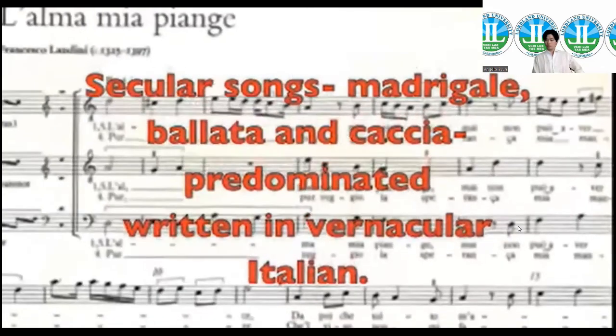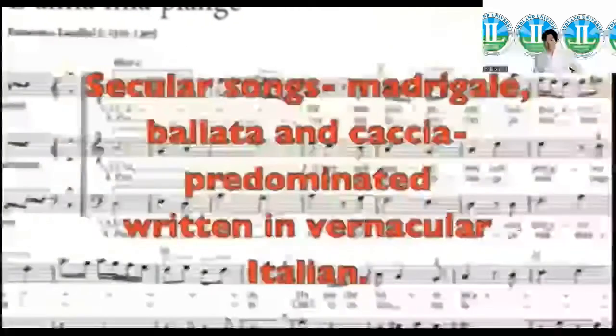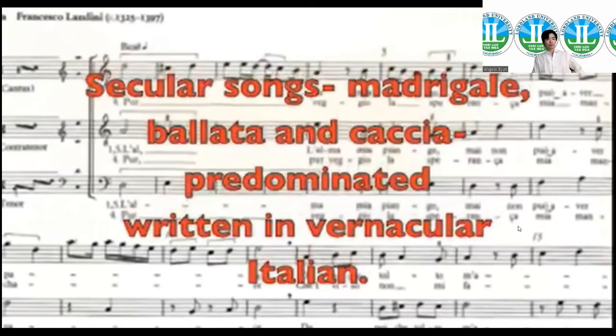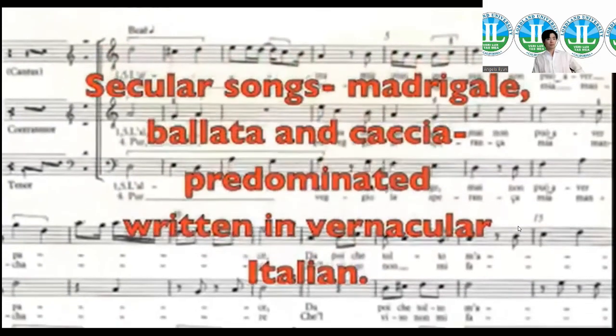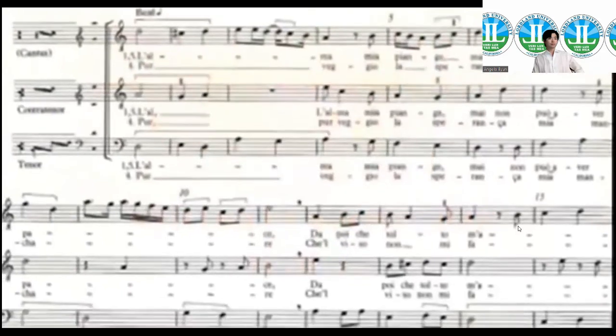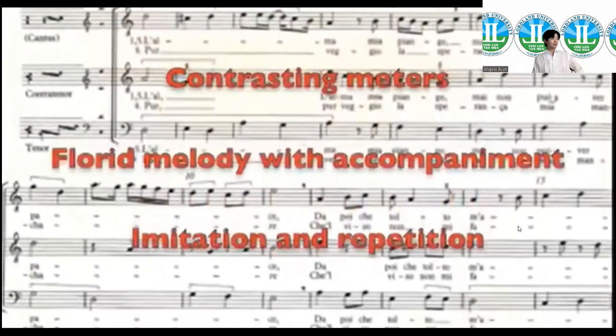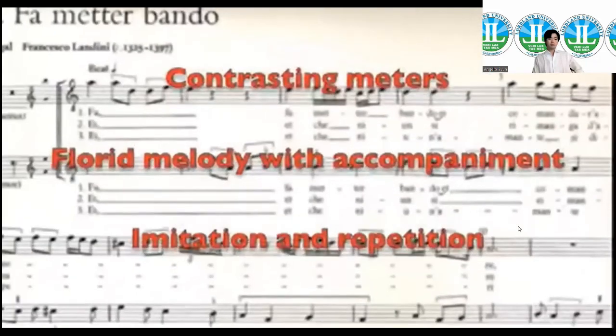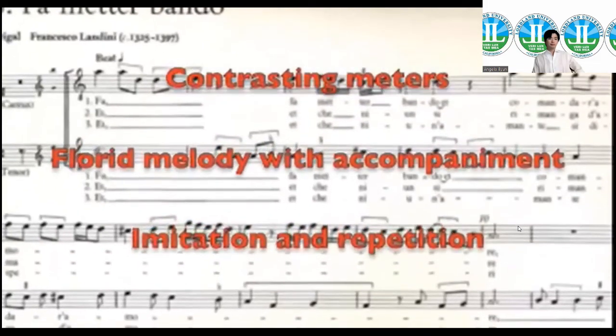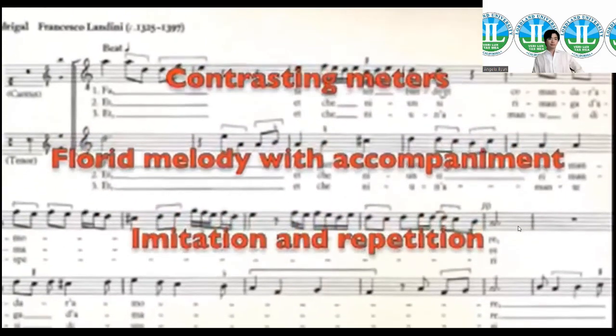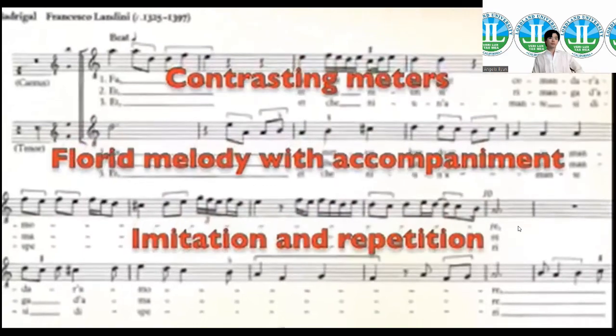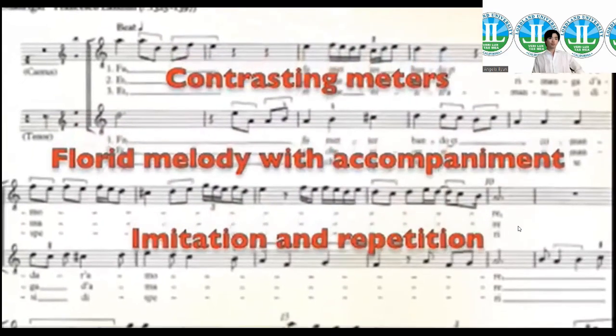As you listen to the songs in this section, the Madrigale, the Ballata, and Caccia, listen for these contrasts. Changes from triple to duple meter, a florid melody over a slower accompaniment, lots of imitation and repetition, and the use of the Italian language.